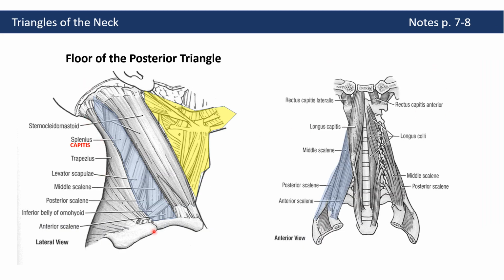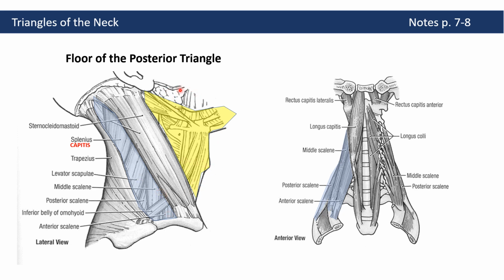In this image, in your notes, again, I want to just draw your attention to those muscles that I told you make up the floor of the posterior triangle, namely our semispinalis, our splenius capitis, our levator scapulae, posterior scalene, middle scalene, and anterior scalene. And then you see the inferior belly of the omohyoid separating our posterior triangle into two smaller triangles.